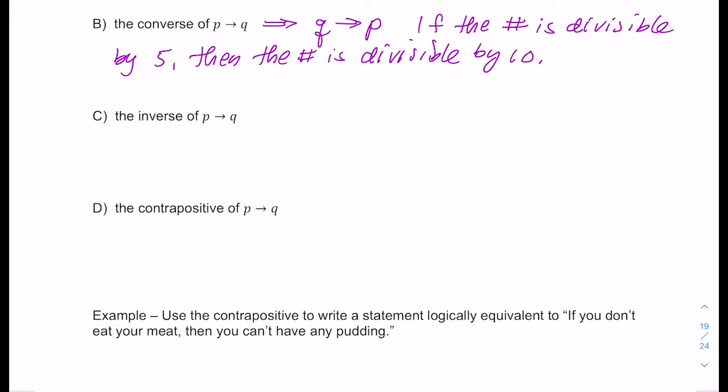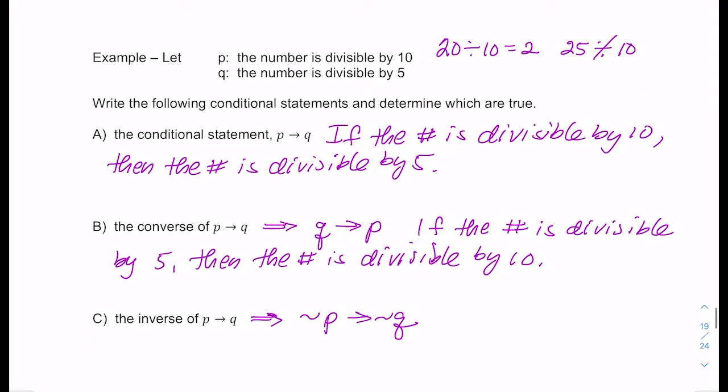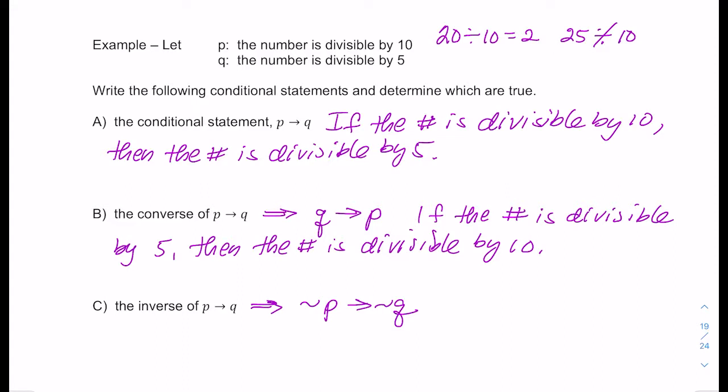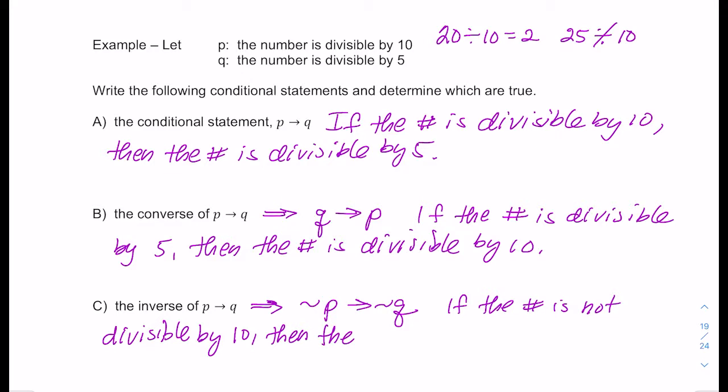The inverse is to just take P and Q and negate them. So the inverse is going to be if not P, then not Q. So I'm going to go back to P and Q, and I'm just going to say if the number is not divisible by 10, then the number is not divisible by 5.